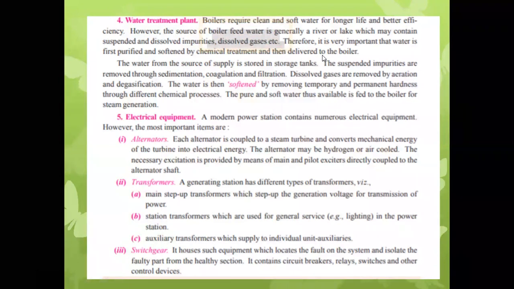Therefore it is very important that water is first purified and softened by chemical treatment and then delivered to the boiler. The water from the source of supply is stored in a storage tank. As it is stored in a particular location, suspended impurities will settle down. That process we can call sedimentation, coagulation and filtration. Filtration means removal of small soil particles and small pieces of various suspended impurities. We can filter it using a sieve.